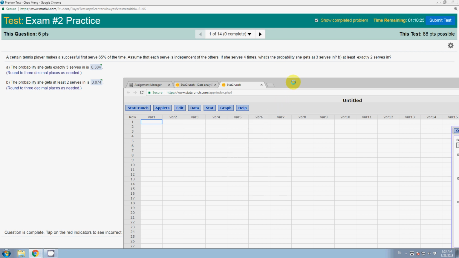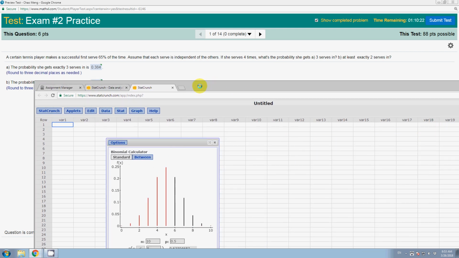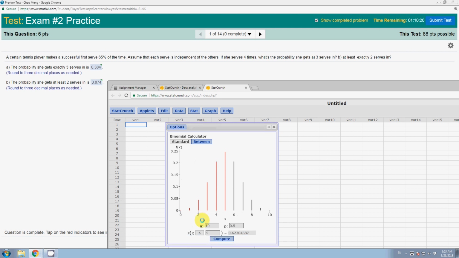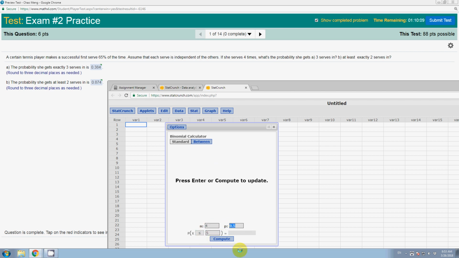We have the binomial, it's right there. In the binomial we have two parameters. One is the total number of trials. In this case, she tried 4 times, so n, the number of trials, is 4. The probability of success, in this case 65%, is 0.65. And what is the probability we want to calculate? She gets exactly 3 serves or exactly 3 successes.